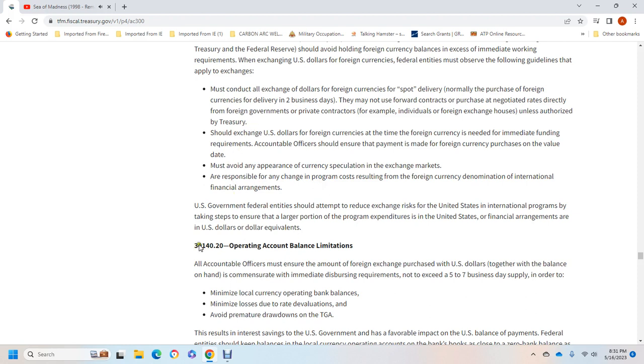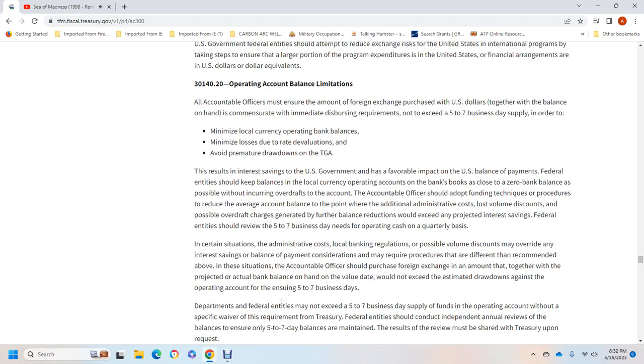314020, operating account balance limitation, accounting officer exchange for the amount of the foreign exchange pursues the U.S. dollar together with the balance with the hand with the concentrate with the immediate disbursement requirement not exceed 5 to 7 business day supply in order minimize local currency operating bank balances, minimize the loss for the due with the date rate with the evaluation appropriated, avoid premature drawdown with the Treasury General Account. This result will ensure that save the U.S. government has favorably impact the U.S.